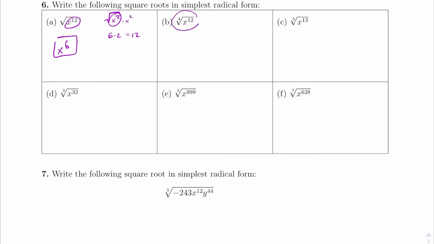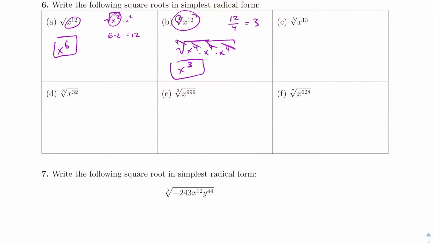For this, we're trying to make not groups of 2, but groups of 4. So how many groups of 4 can we make? We make 3, so we end up with 3 groups of 4. And because this is a fourth root, that fourth root cancels with all of them, giving us just x cubed.